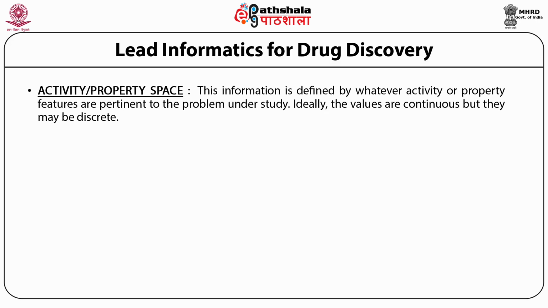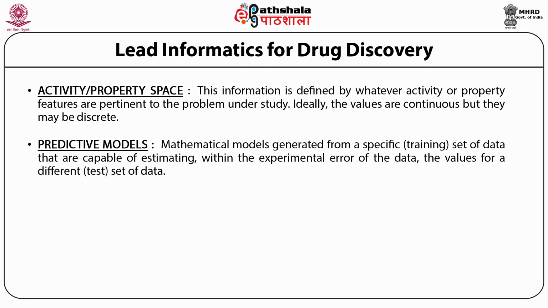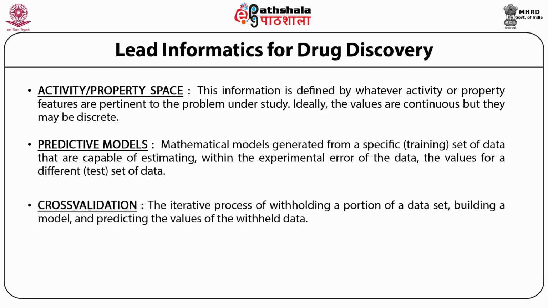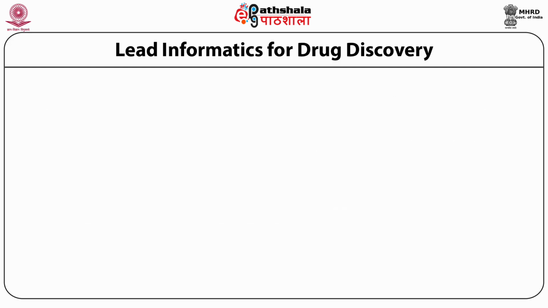Hence, what we require is the activity and property space of those chemicals. We should also have predictive models built up by mathematically generated models, which I've discussed even in earlier modules. And we should have proper cross-validation done. These are most important for designing this space.